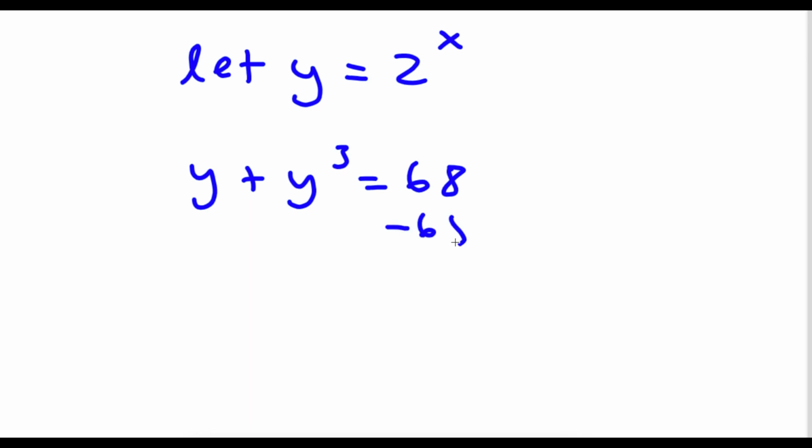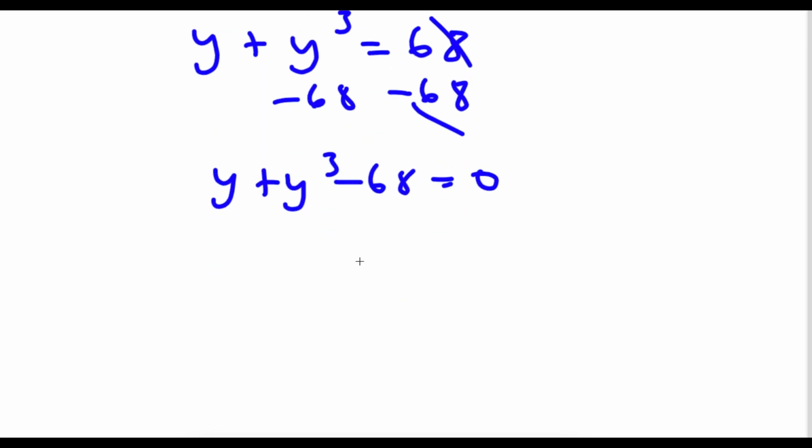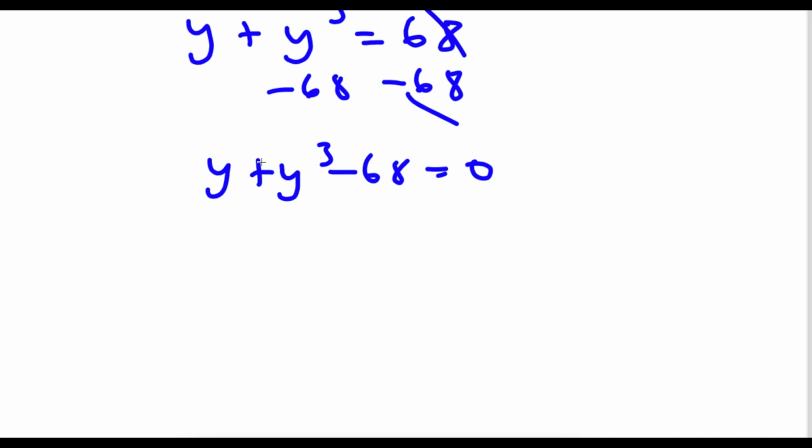Now if I subtract 68 on both sides, I get y plus y to the power of 3 minus 68 is equal to 0. Now I'm going to rechange the order from the highest degree to the lowest degree. So this would be y to the power of 3 first, plus y next, minus 68 is equal to 0.